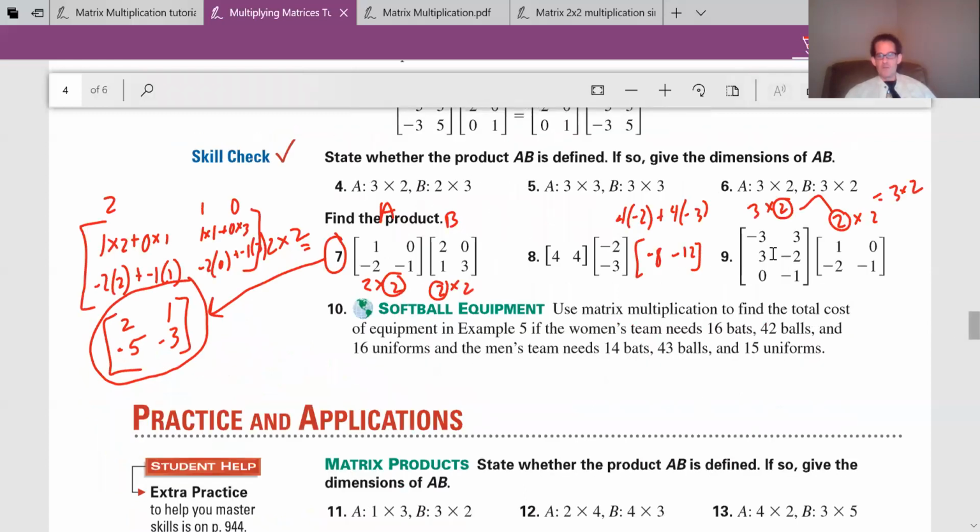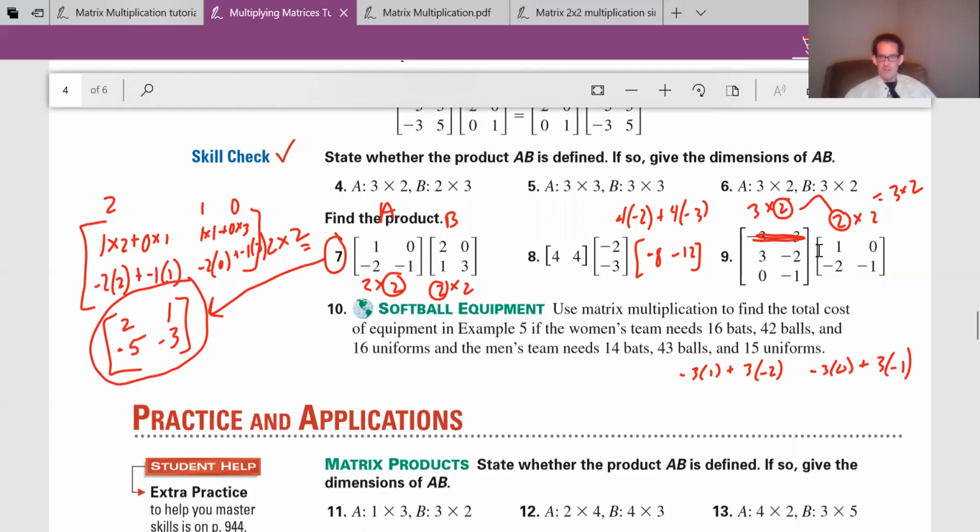Okay. So the first row is going to be negative 3 times 1, and 3 times negative 2. Okay. And then I have to do the same thing for the next column here. So I have negative 3 times 0 plus 3 times negative 1. Okay, so this row right here is done. Now I've got to do the next row by each of these columns.